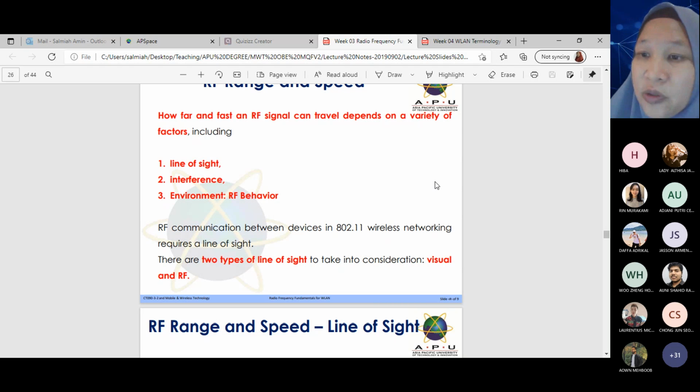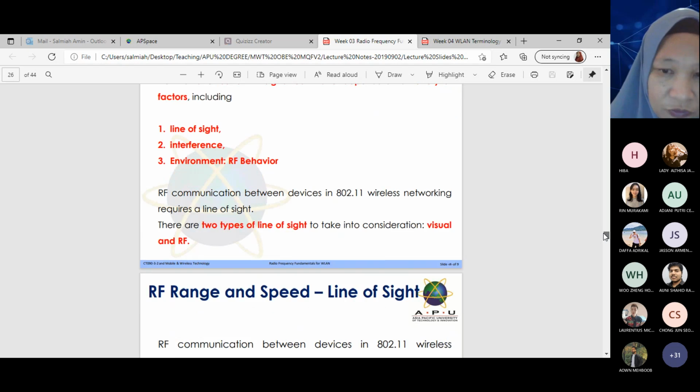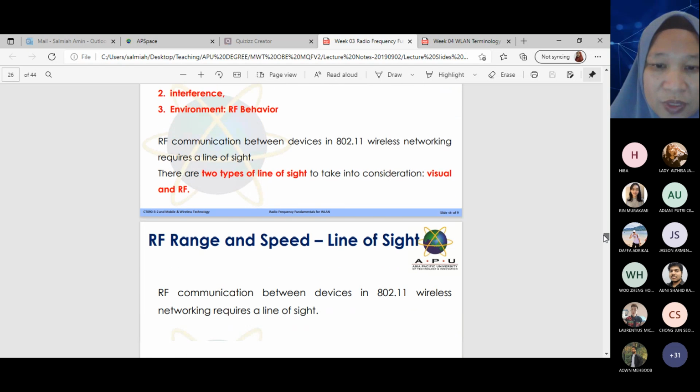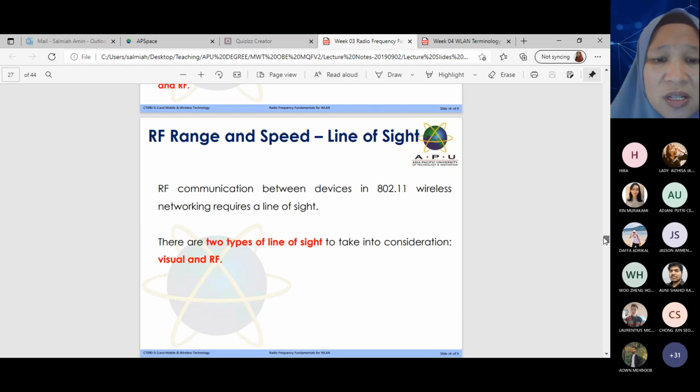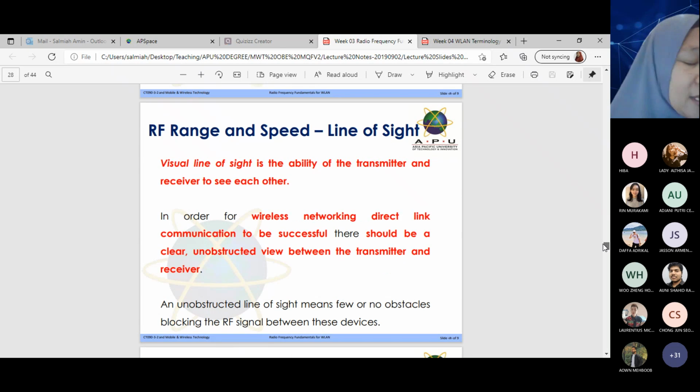Yeah, line of sight. There are two types of line of sight: visual and radio frequency. What is meant by visual line of sight, or LOS? All right, we look at visual first. Visual is actually what you can see. For example, whether the transmitter and receiver can see each other or not. For example, your laptop is the one who receives, and the transmitter could be the wireless router and access point. Can the access point and your laptop see each other or not?